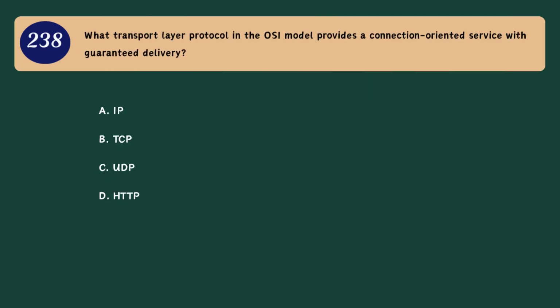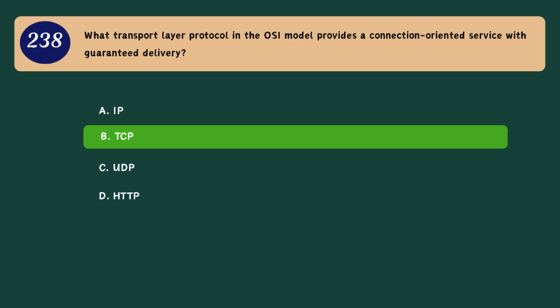Question 238. What transport layer protocol in the OSI model provides a connection-oriented service with guaranteed delivery? A. IP. B. TCP. C. UDP. D. NTTR. Correct answer: B. TCP.